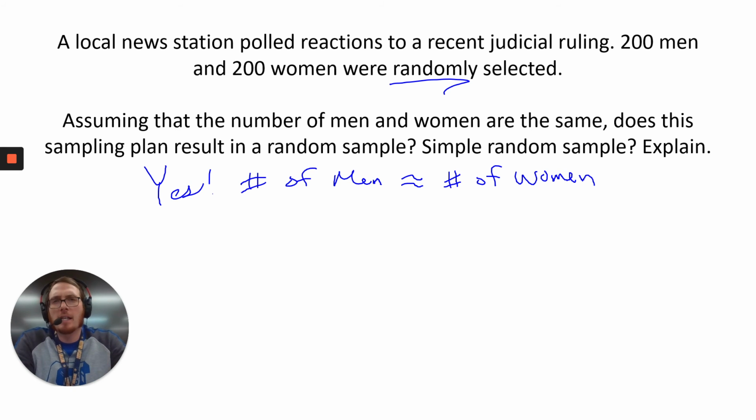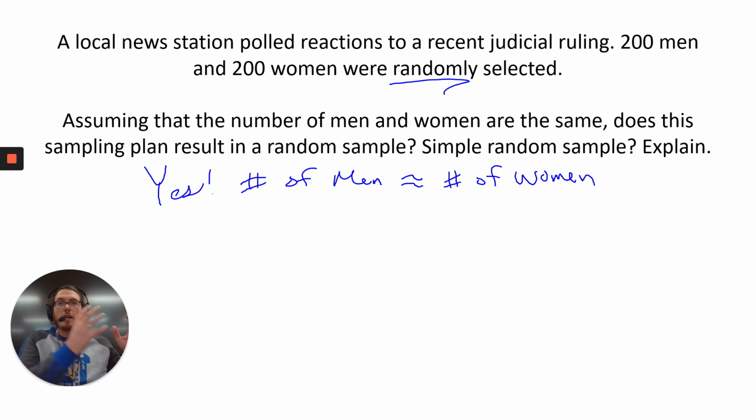Okay, this next one says you're getting reactions on a judicial ruling. 200 men, 200 women were randomly selected. Assuming that the number of men and women are the same, which is the key part to this, is this a simple random sample? And the answer is yes. Because, first off, it's random because they say you randomly selected things. Now, this is a stratified sample because the men and women are separated. However, because the number of men and women are equal, every single person is equally likely to be chosen.